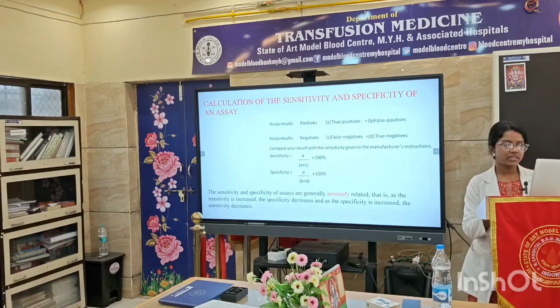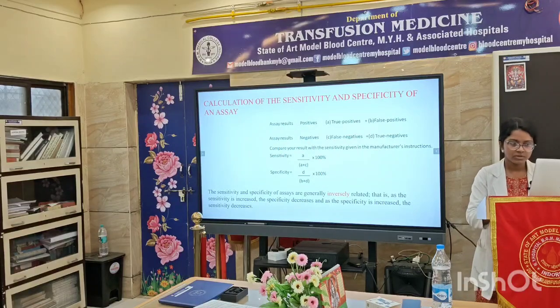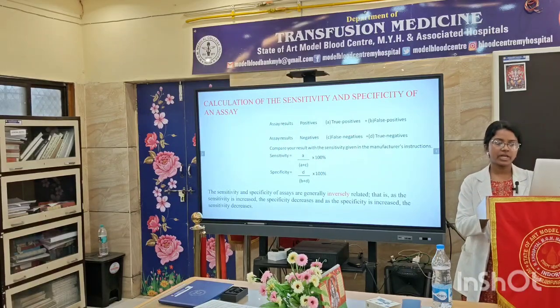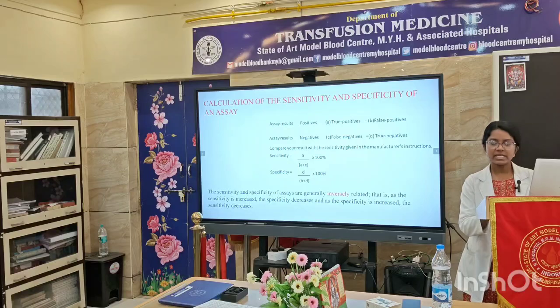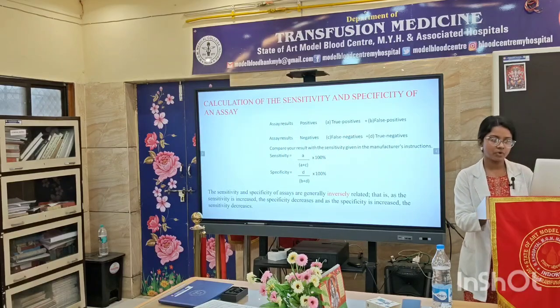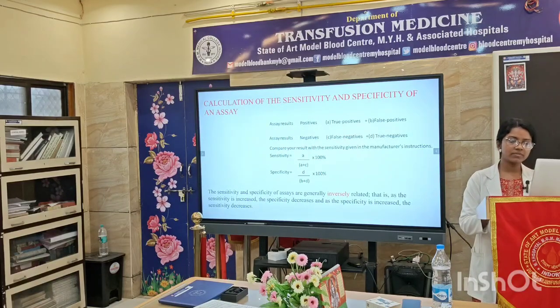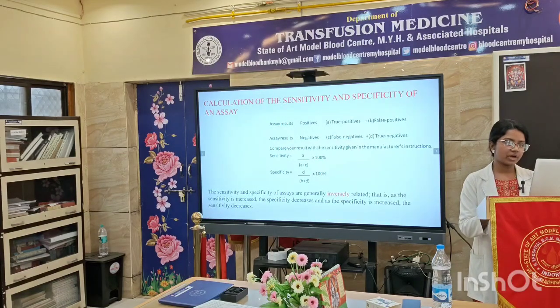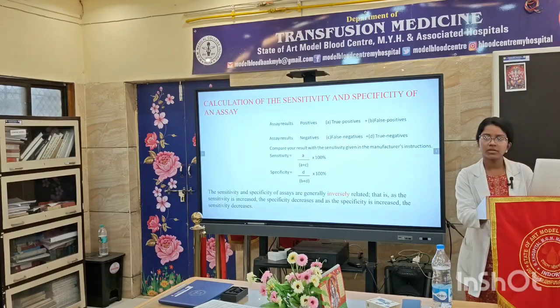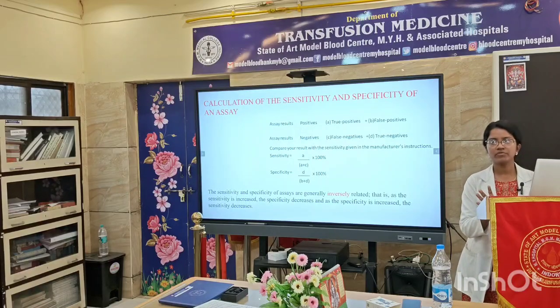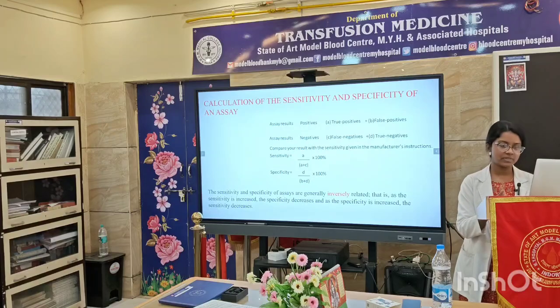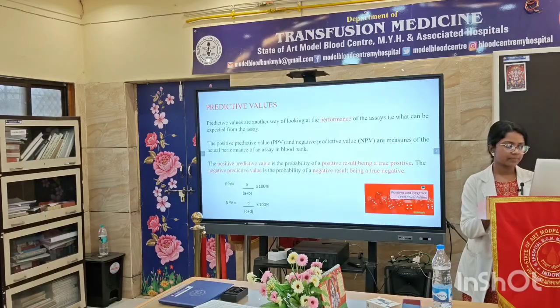So how are we going to calculate the sensitivity and specificity of an assay? We are going to take the true positives, true negatives, false positives and false negatives. Sensitivity is the ratio of true positives divided by true positives plus false negatives, into 100%. How are we going to get specificity? We get it by dividing true negatives by false positives plus true negatives, into 100%. The sensitivity and specificity are inversely related. If sensitivity is increased, specificity decreases, and if specificity is increased, sensitivity will decrease.